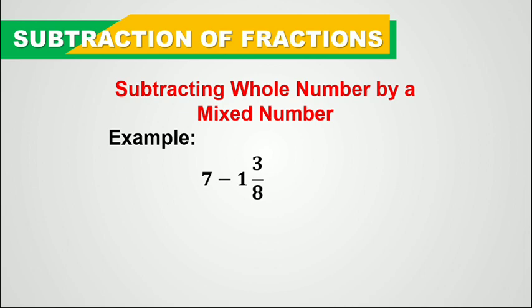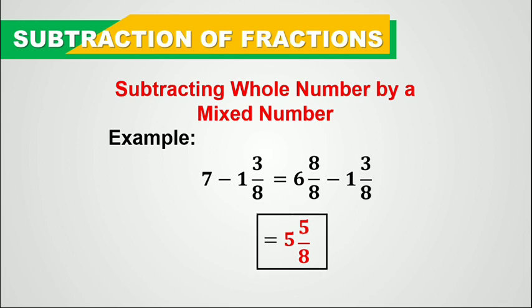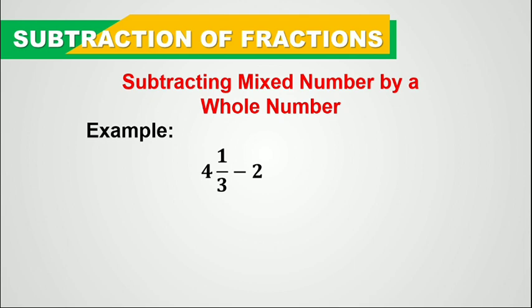What if we're going to subtract a mixed number from a whole number? So I transform this first into mixed numbers, so 6 and 8 over 8, so minus 1 and 3 over 8, and then subtract their whole number. So 6 minus 1, that's 5, and then 8 over 8 minus 3 over 8, that's 5 over 8, right? So this is now our answer for this particular example. Now what about this one? What if we're going to subtract a whole number from a mixed number?